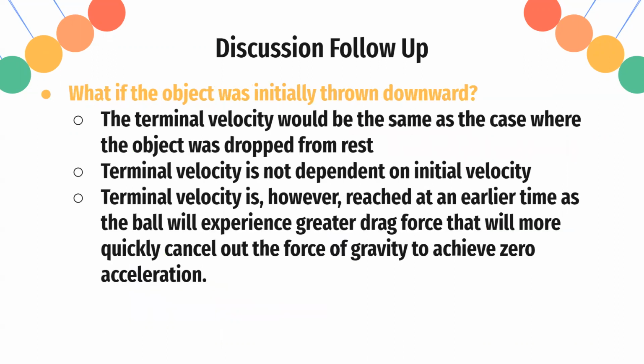If the object was initially thrown downward, the terminal velocity would still be the same as in the case where the object was dropped from rest, because terminal velocity is not dependent on initial velocity. However, it will be reached at an earlier time, as the ball will experience a greater drag force that will more quickly cancel out the force of gravity to achieve zero acceleration. So the same terminal velocity will be achieved, but just at an earlier time.